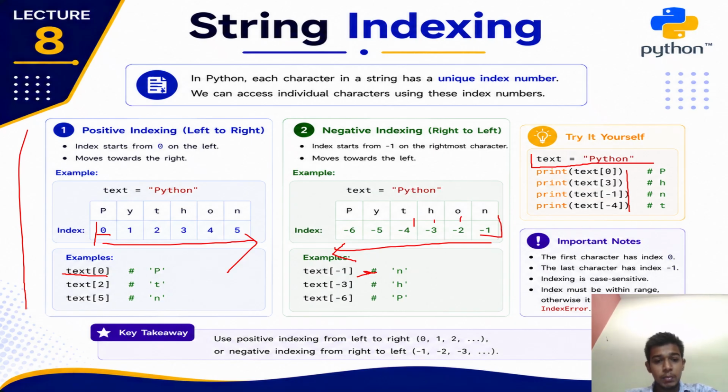Now let's quickly read the important notes. The first character of every string always has the index 0, and the last character always has index -1. Python is case sensitive, so uppercase and lowercase letters are treated as different characters. Also, the index must always be within the valid range. If you try to access an index that does not exist, Python will give an index error. You can see Python will give this index error.